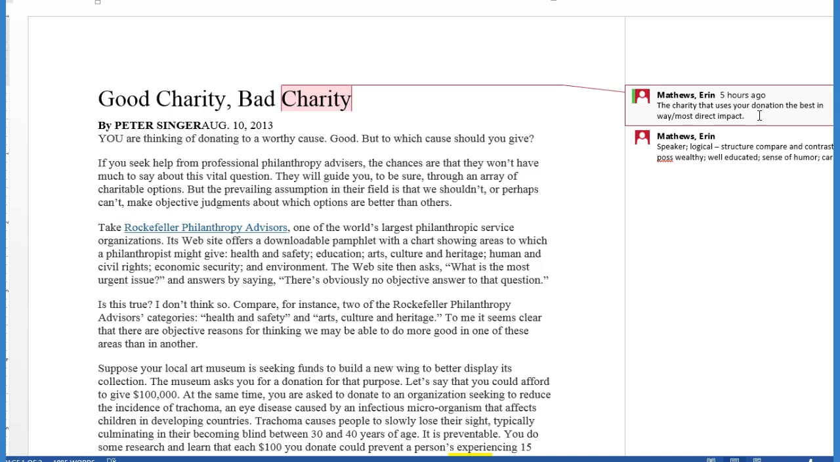This is one of those that if I'm going to put it in one sentence or a few words, it's talking about how the charity that uses your donation in the best way, with the most direct impact. That's what he's trying to get us to realize, that not all charities donate, fund, and help those topics like we think they do. So he's pointing that out.